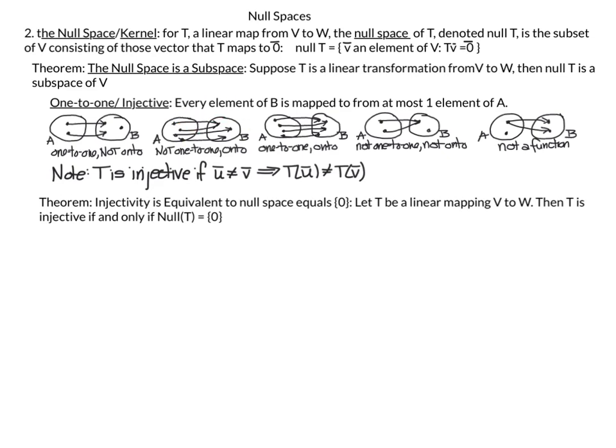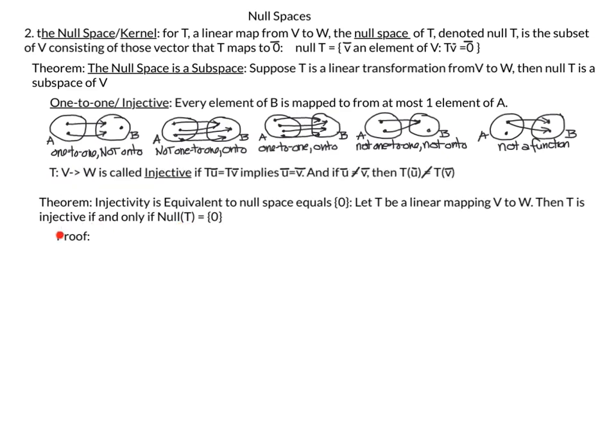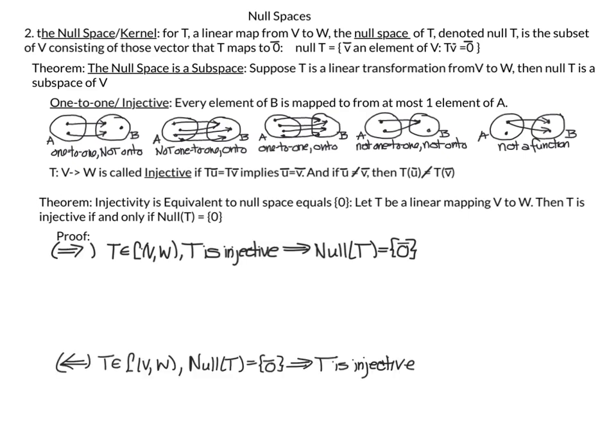So our theorem is that injectivity, that's one-to-one, is equivalent to the null space equaling 0. So let T be a linear map from V to W, then T is injective, or one-to-one, if and only if the null space of T is equal to 0. We are going to prove this theorem, and because of this if and only if, we have two directions to prove. The forward direction is we assume that T is injective and show that that means that the null space of T is equal to 0.